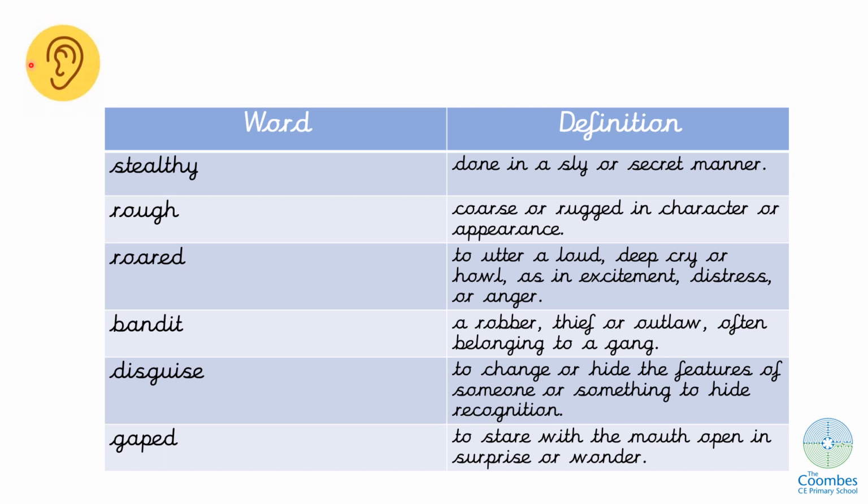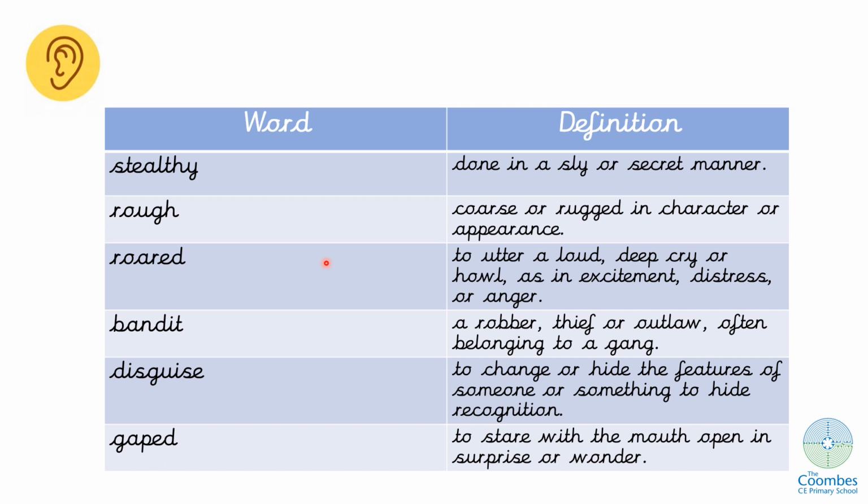I'd like you to listen now to what the definitions are for those words, and you can see whether you got them right. So firstly, we had the word stealthy, which means something done in a sly or secret manner. Next was the word rough, which means coarse or rugged in character or appearance.